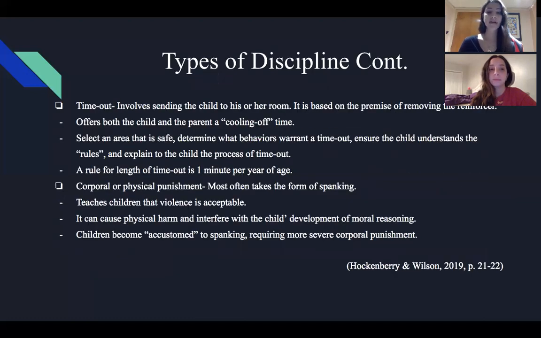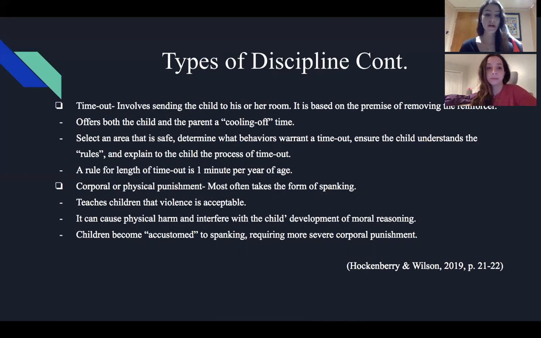Then there's timeout. Timeout involves sending the child to his or her room. It is based on the premise of removing the reinforcer. Timeout offers both the child and the parent a cooling off time. When a parent is putting a child in timeout, it's important to select an area that is safe, to determine what behaviors warrant a timeout, to ensure the child understands the rules, and to explain the process of timeout. Also, it's important to explain to the child why they're being put in timeout. A rule for the length of timeout is 1 minute per year of age.